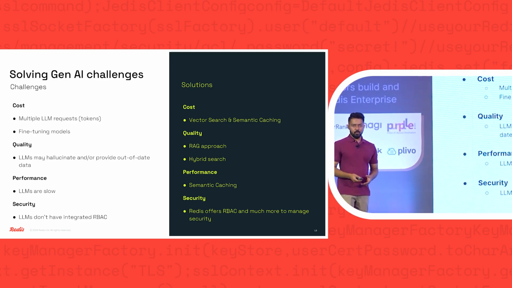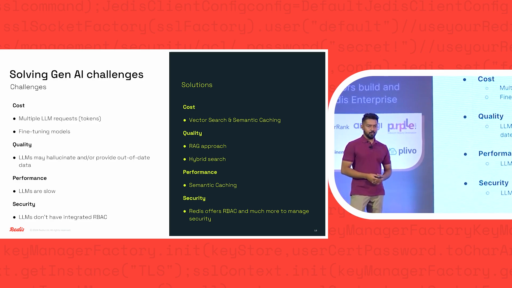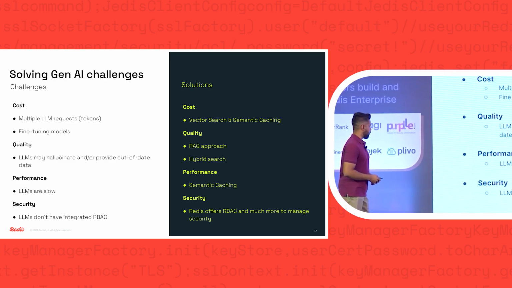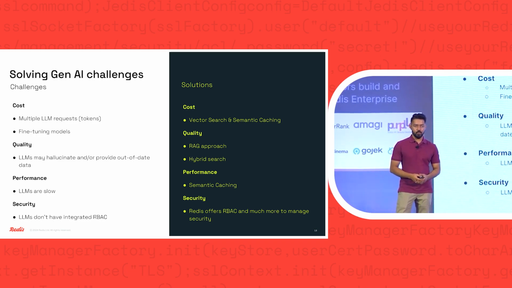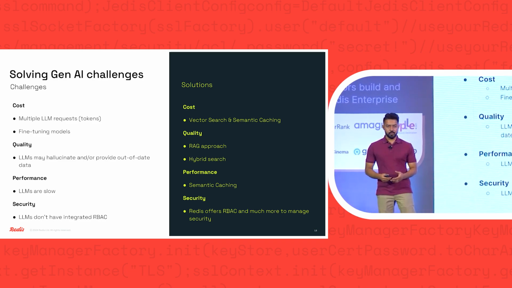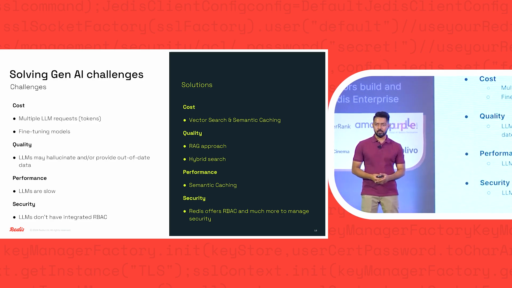Quality: I was talking about RAG just now, and that is where the RAG approach and hybrid search come into play. Performance: semantic caching again. If you want to make your customer experience really fast and also scale, that is something which Redis will help with as well. And finally, the security that we were talking about before: role-based access controls and also semantic routers.